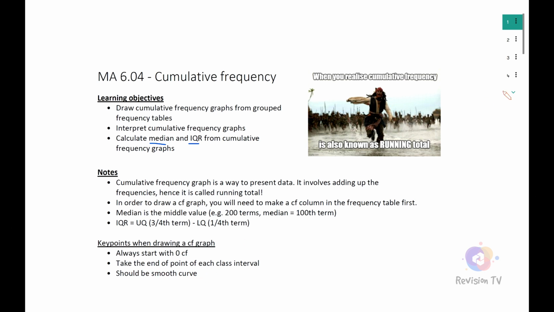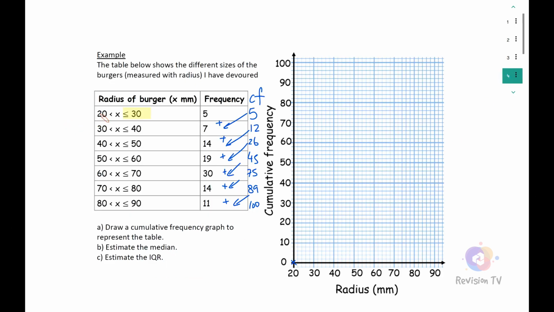take the endpoint for each class interval. So the endpoint for the first interval is 30. So we do 30 and 5. So 30 on the radius, 5 on the cumulative frequency. So every small square increment goes up by 2. So 2, 4, that's 5. Next, 40 and 12.